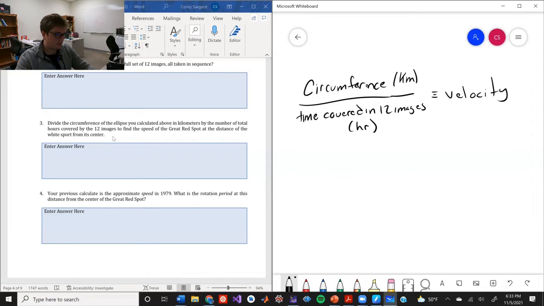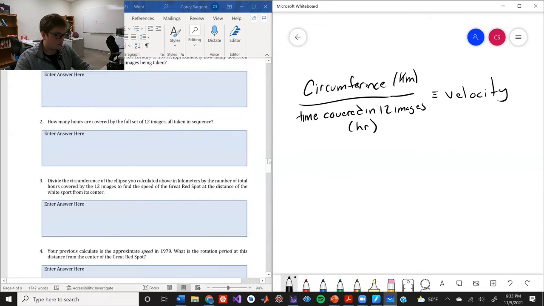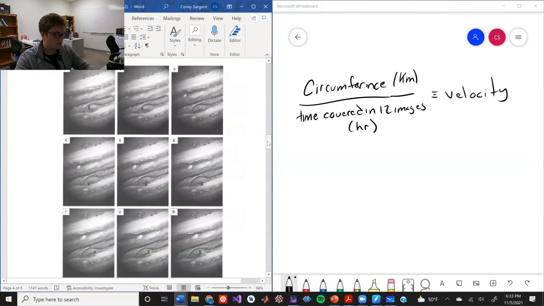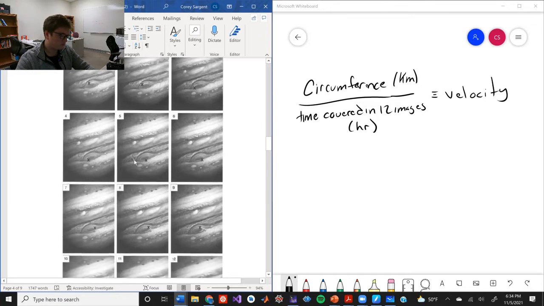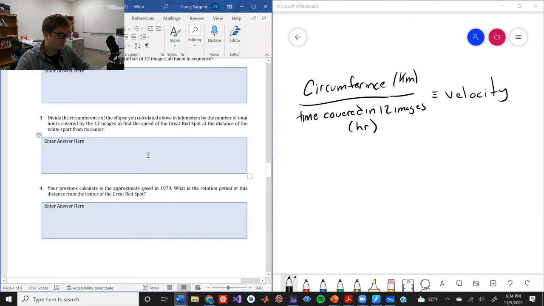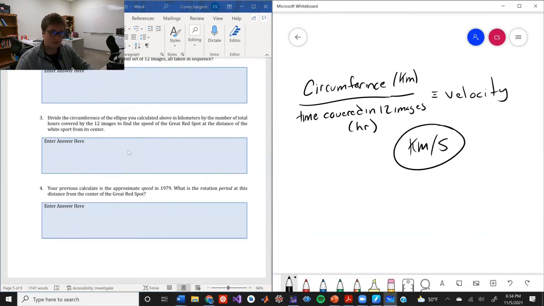We have, just like I said before, when you look at these 12 images, you're basically looking at the amount of time it takes for this X, which is a specific location in this red spot, right? To go one full rotation, to go around once, all right? And since we know the circumference, we know the distance that this takes, right? So we take the distance divided by the time it takes to cover that distance. That essentially gives a velocity, all right? So question 3, you're going to end up getting the velocity in kilometers per second.